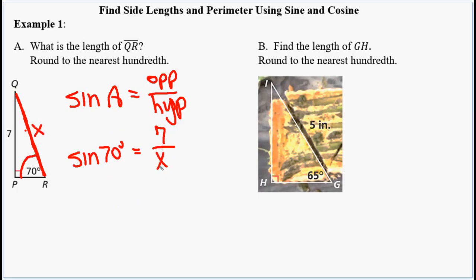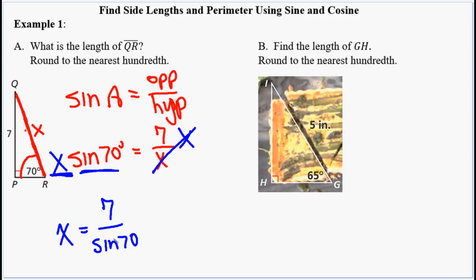So we saw something like this when we were doing the same thing with tangent. We do want to get x by itself. So I'm going to multiply both sides by x. Now the x is over here, multiplied by the sine of 70. So to get x by itself, we will divide both sides by the sine of 70 degrees. So now if we punch this into our calculator, 7 divided by 70 sine and equals, we're going to get the length of that hypotenuse QR. It's about 7.45. Remember the side you have and the side you want.